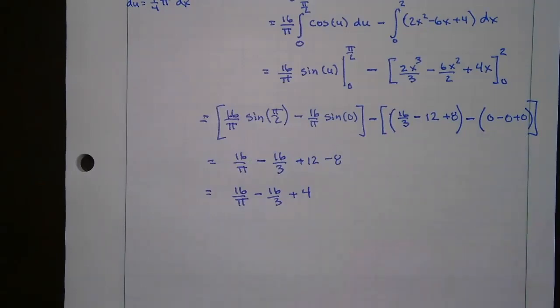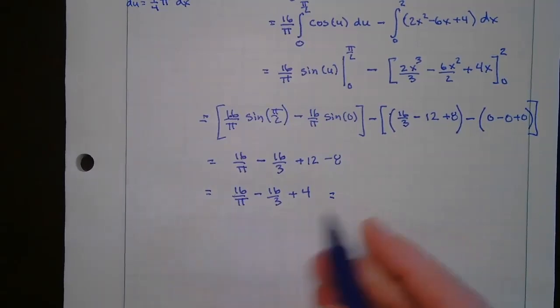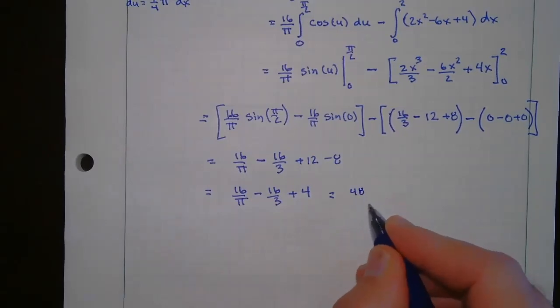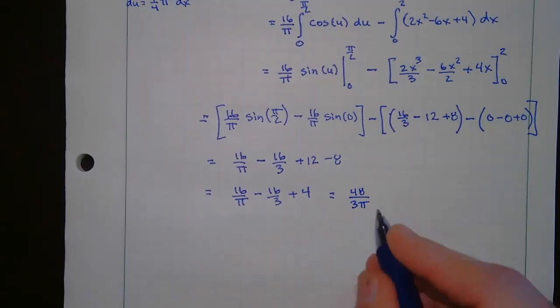Even if you don't simplify it, it's a numeric answer, so it's going to be counted as right, okay? All right, so I'm going to go all the way, okay? So we need a denominator of 3 pi, okay? So this becomes 48 over 3 pi, because that's the same as 16 over pi.